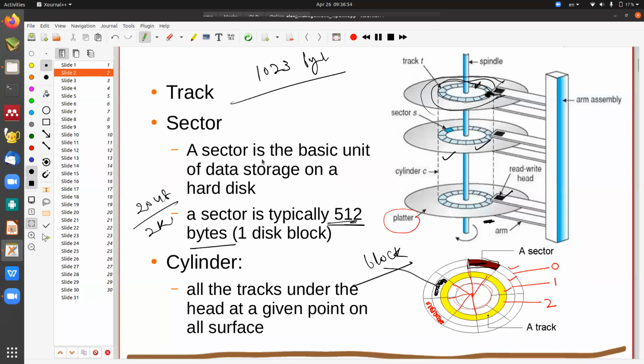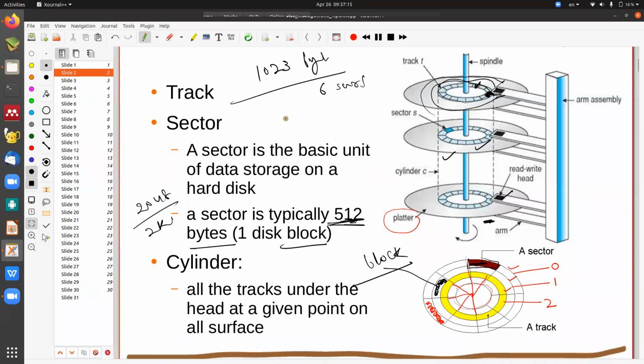That's why it is said the sector is the basic unit of data storage, and each sector is called a block, and each block has 512 bytes. इतना तक आप समझ गए? Yes. But please remember here one interesting thing. So if I say there are 6 surfaces, याद रखिए, there are 6 surfaces.